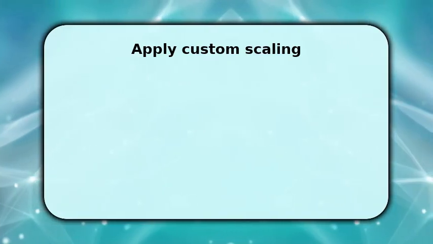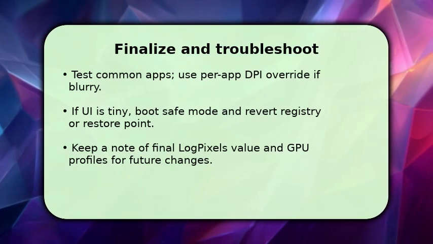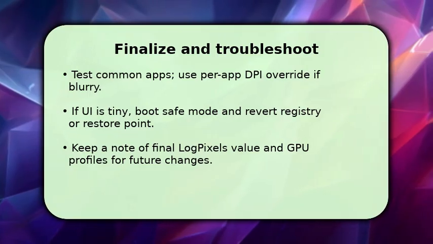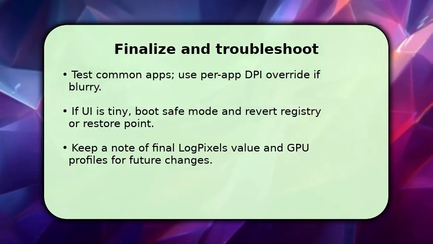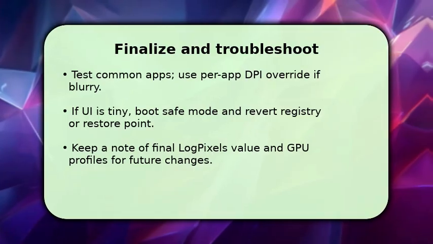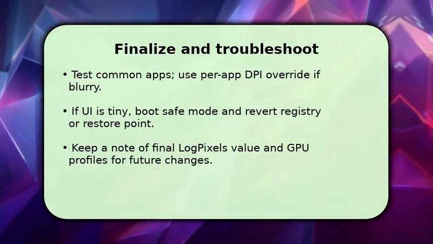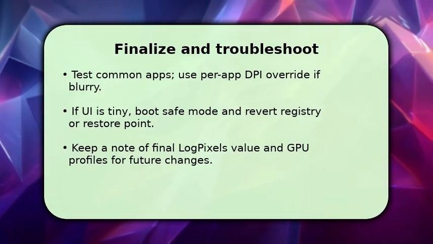Once applied, restart the session and finish by testing typical apps and desktop layouts. Address blurry apps by right-clicking the exe, then Properties, then Compatibility, then Change high DPI settings, and choose Application or System (Enhanced).